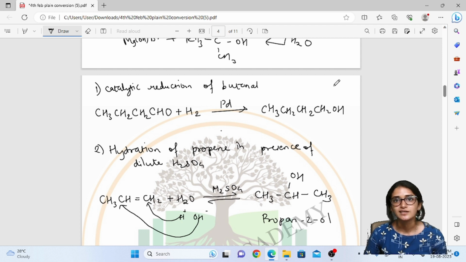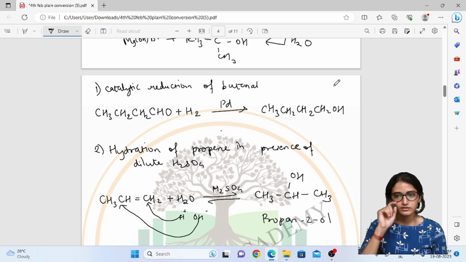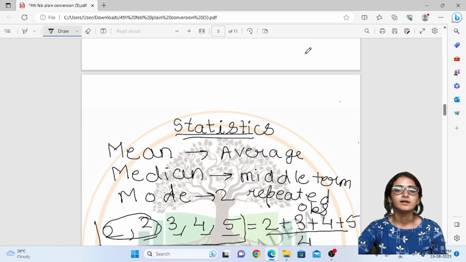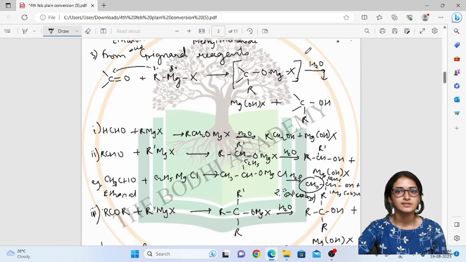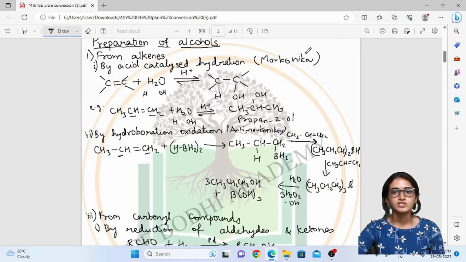The basic things you need to understand are what is oxidation, what is reduction, and with that what are reducing agents and what are oxidizing agents. There are a few oxidizing agents which we use in these reactions. If you understand this, it will become easy for you to understand how the reaction takes place. Then some rules you need to understand, that is Markovnikov and anti-Markovnikov. It will make the reactions easy.